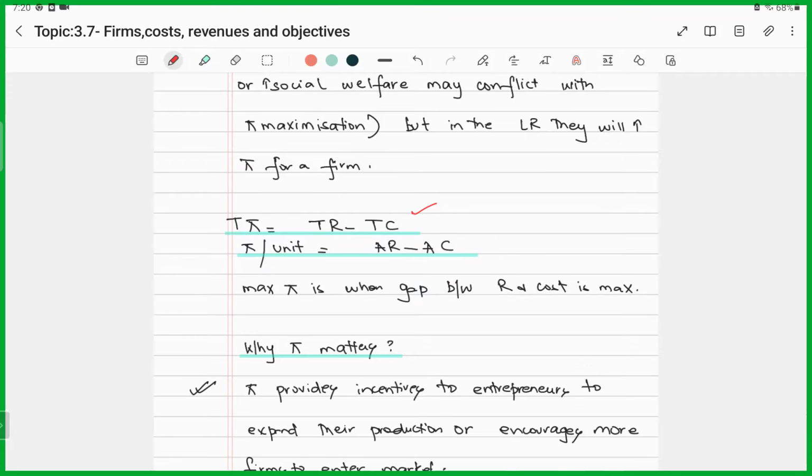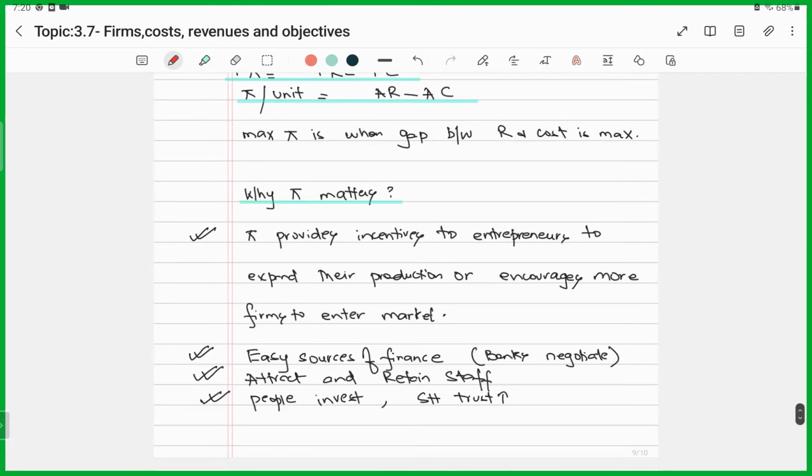Now, why does profitability matter? Profitability matters because it provides incentives to entrepreneurs to expand their production or encourages more firms to enter the market. It would entice more firms to enter. And again, the higher the profitability, the higher your chances to negotiate finance and obtain loans on your terms.